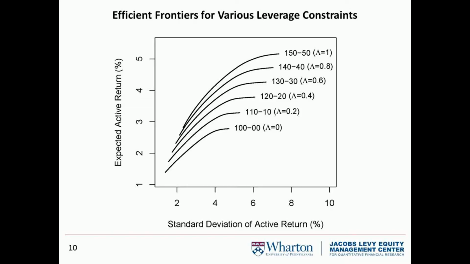Now, if you look at efficient frontiers where you're constraining leverage to be higher and higher, you see that the efficient frontiers rise. So for example, the 130-30 frontier, where the leverage is 60%, is a higher frontier than the 120-20, which is higher than 110-10, et cetera. And so one interesting thing that means is for any given level of risk, say 4%, the more leverage you permit, the higher the return you can achieve.